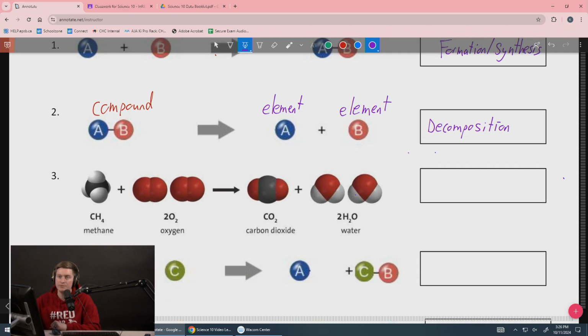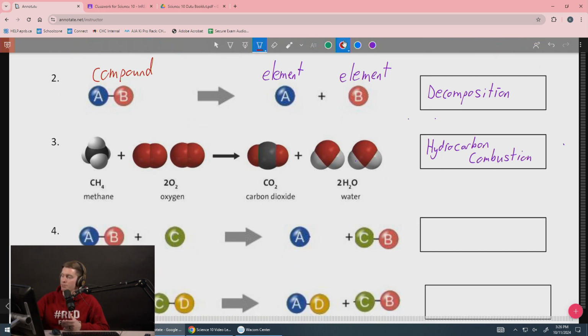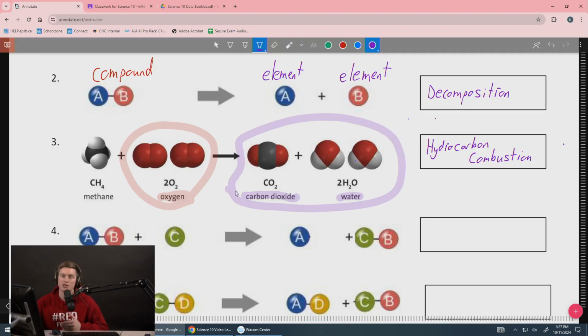Our next type of reaction is called a hydrocarbon combustion. When you hear the word combustion, you might be thinking about a flame, fire, and you're right. Hydrocarbon combustions are actually pretty easy to identify because they always have the same reactant. There must be oxygen as a reactant. That's the big takeaway. And you always create the same products, carbon dioxide and water. It's always the same products, and oxygen is one of the reactants.